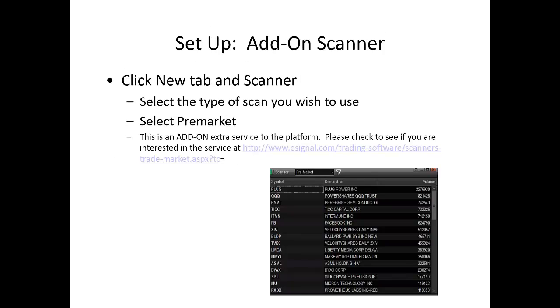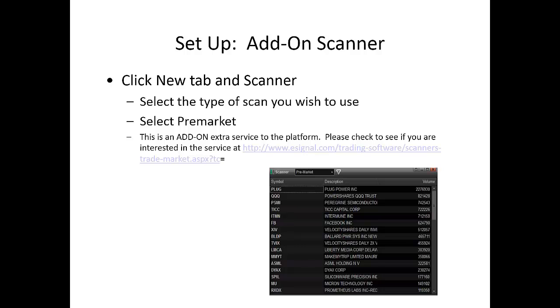Now, speaking of the add-on scanner, once again, it is an extra fee a month, so make sure you check. ESignal has various scans for the add-on scanner. The pre-market scan will give you a list of the most active stocks in the pre-market, and once you get that set up, you can click the new button on the main tab up top and click scanner, and then select the type of scan that you want, which is going to be the pre-market scan.